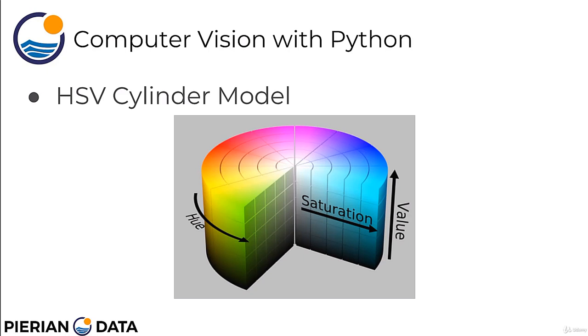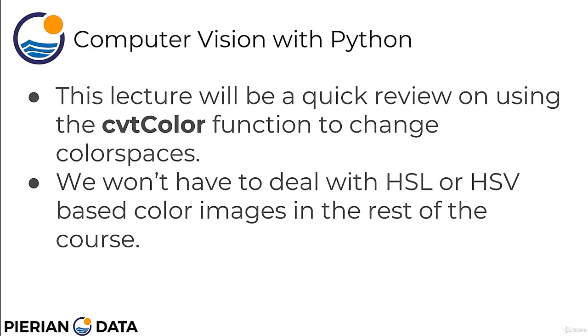So essentially, no saturation of any hue by default is then going to be white. Okay, so this lecture is just going to be a quick review on using the cvtColor function to change color spaces. We won't actually have to deal with HSL or HSV based color images in the rest of the course, so this will just be a very brief lecture.